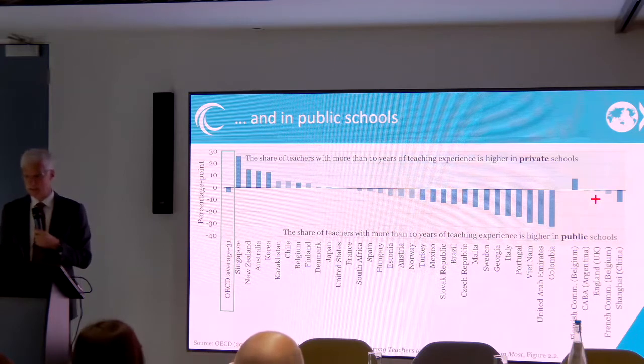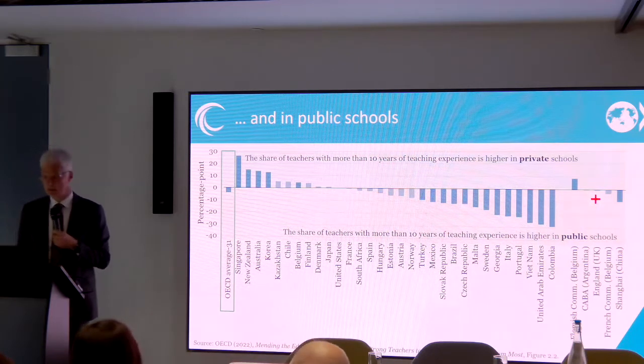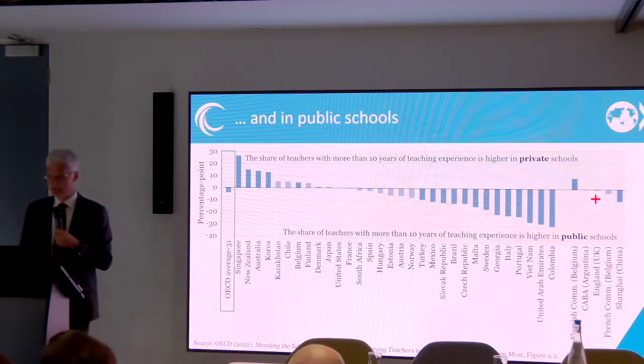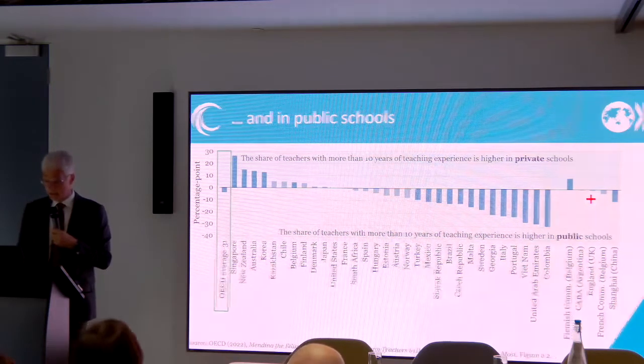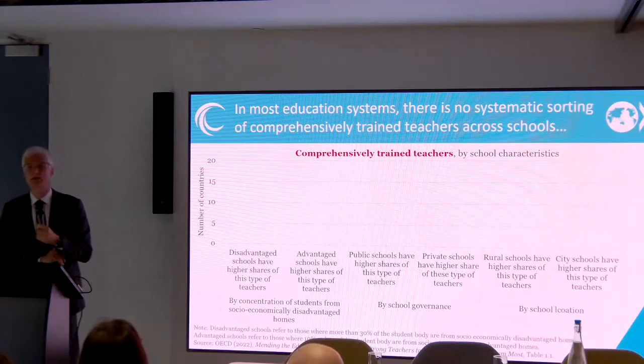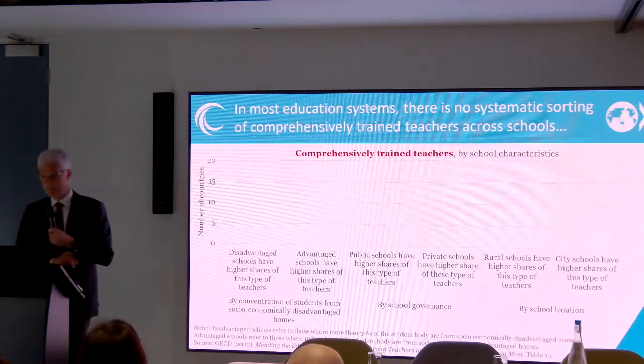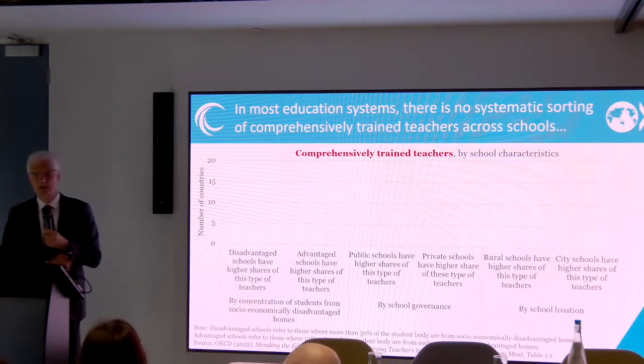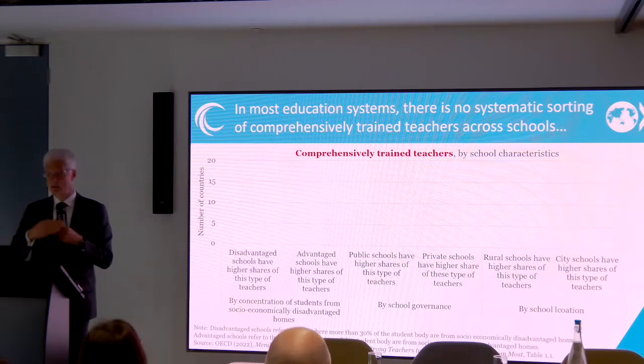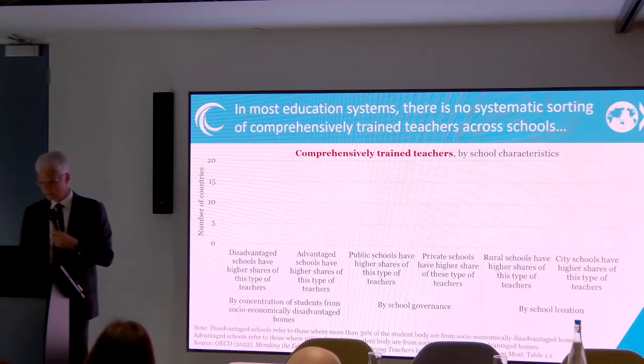Particularly, I think, allocating experienced teachers to disadvantaged schools is a priority for most countries, as you've seen. There are other areas where we don't find so much of a difference. When you ask yourself, for example, about comprehensively trained teachers, these are teachers who've passed all stages of formal teacher development.